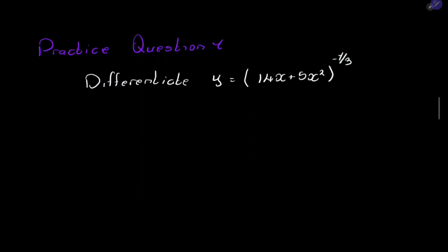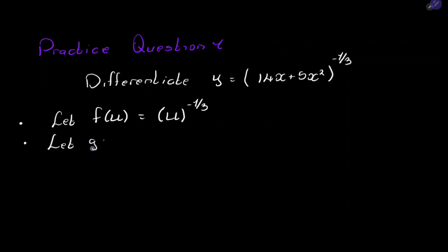Using the same steps above, first of all, identify our outer function and our inner function. What is our outer function? Our outer function is, let f of u, not f of x, f of u be the function u to the power negative 1/3. You understand? Now identifying our inner function. Let g of x be equal to 14x plus 5x squared.